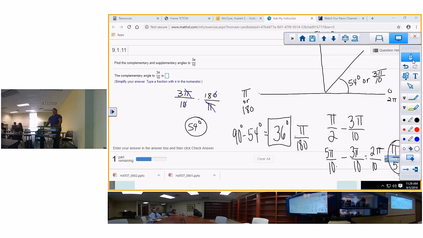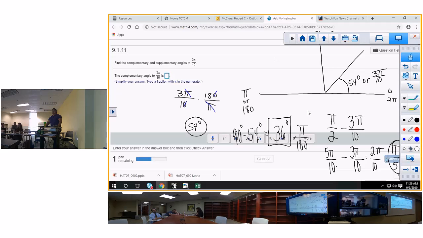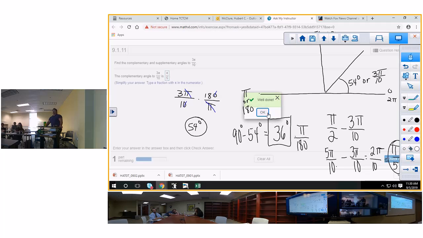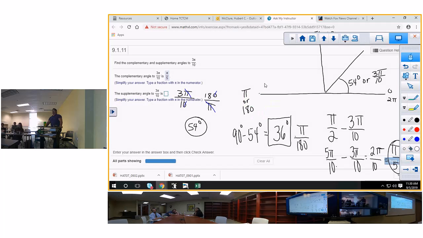And I don't know what they want, but since they started with radians, we're going to finish with radians. With pi over 5, so that'd be pi divided by 5. So make sure you write this one down because you're going to see it on the test. And there's a supplementary. You do the supplementary. Of course, all you got to do is add 90 to it, but that's okay.